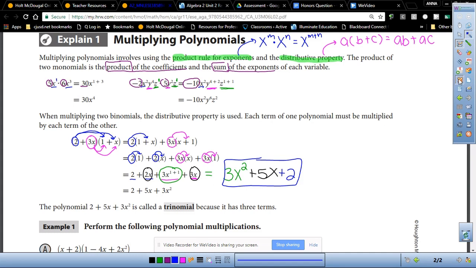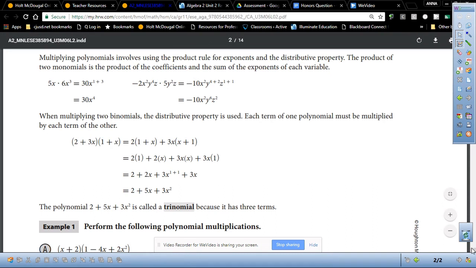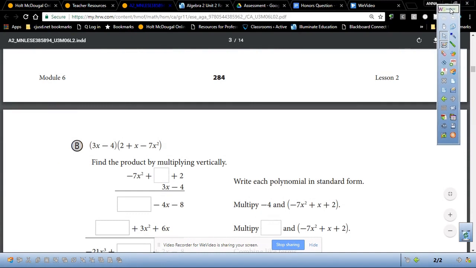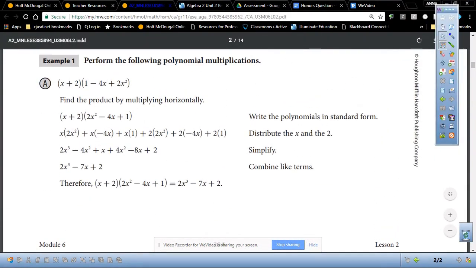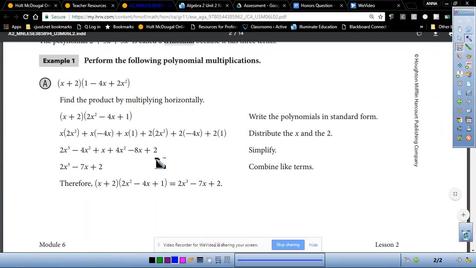Now, I am not going to be following all the steps that the book has on the next examples. So feel free to look through those if you would like, but I will be doing it just based on the heart of distributing, looking a little more like what you saw in Algebra 1.